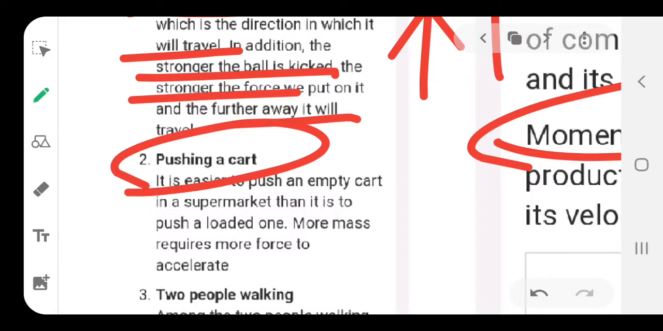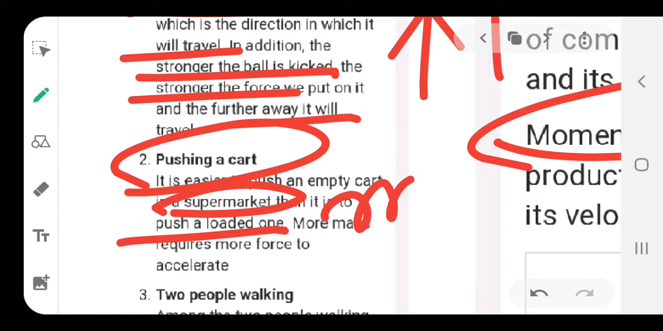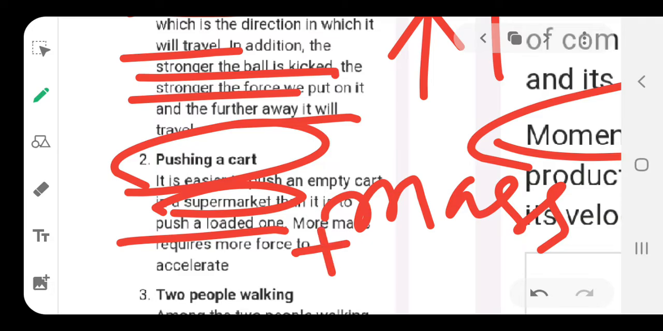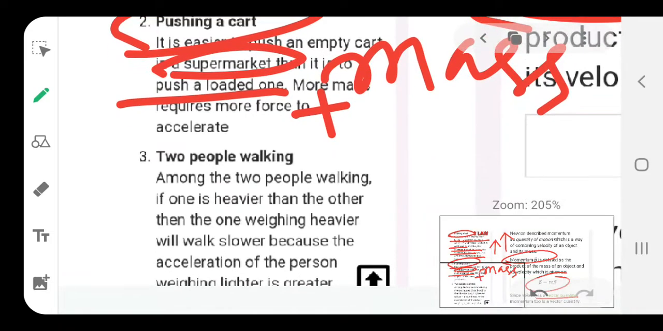You all have seen that when you push an empty cart in a supermarket, it is easier, but when you load it, the pushing becomes a bit more difficult. Why? Because the cart now has some extra mass. As I have told you, if mass is more, you have to apply more force. Now, this is a good example.